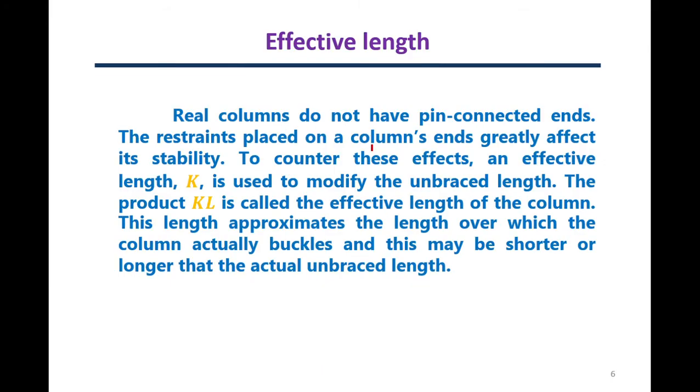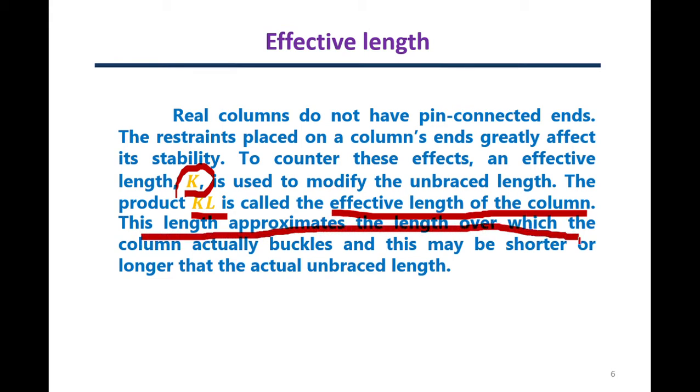So, real columns do not have pin-connected ends. The restraint placed on the column ends greatly affects its stability. To counter these effects, an effective length factor, which is K, is used to modify the unbraced length. The product KL is called the effective length of the column. This length approximates the length over which the column actually buckles, and this may be shorter or longer than the actual unbraced length.